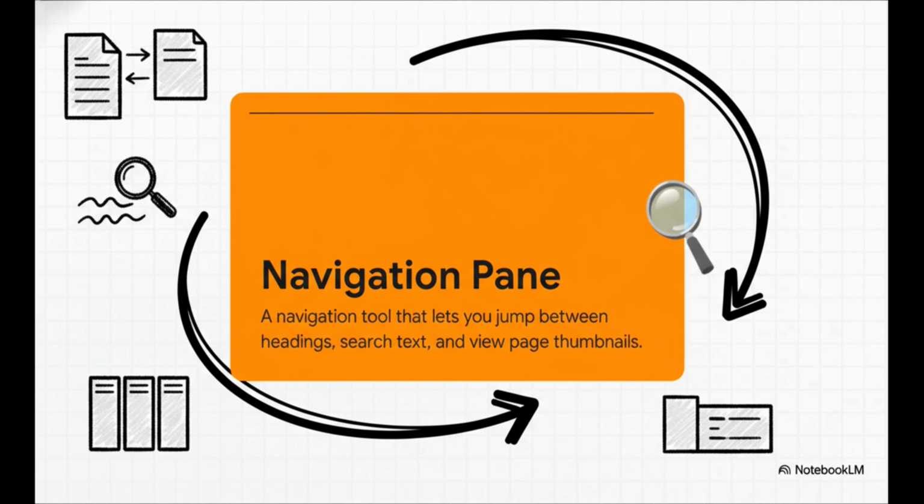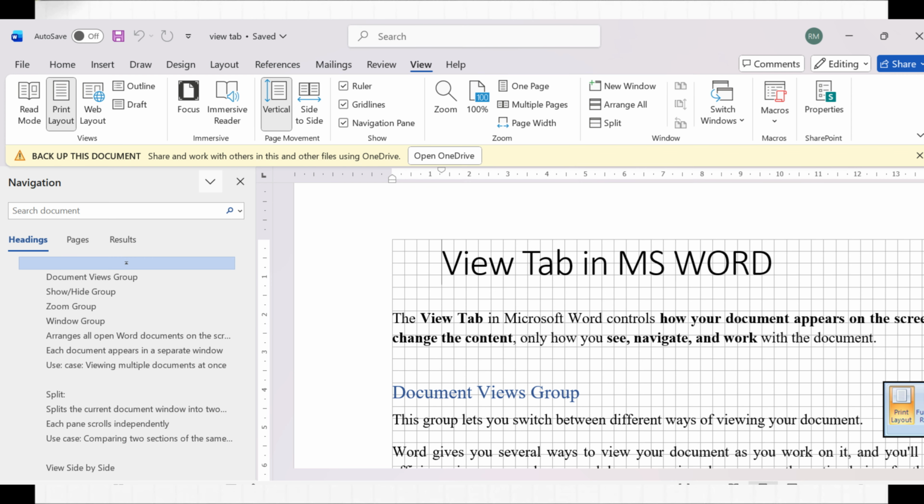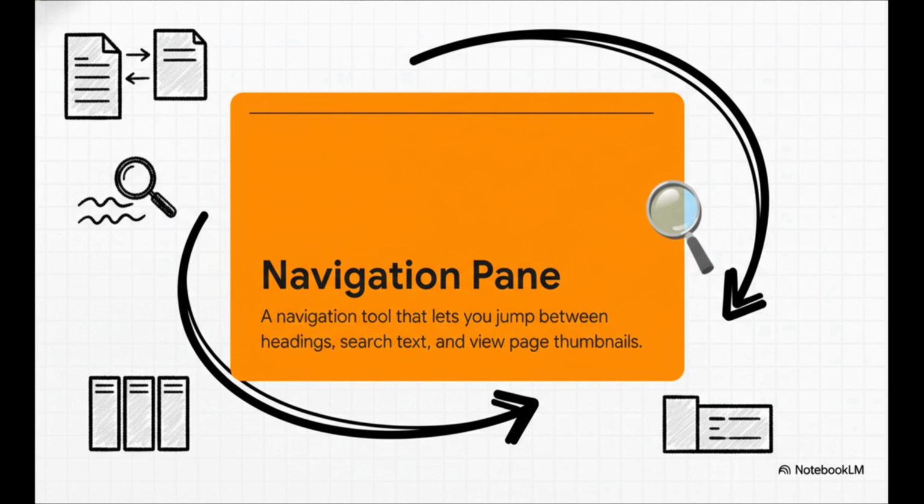The navigation pane is basically your command center for any big document. It lets you instantly jump between sections using your headings. It lets you search for any piece of text. And as we're about to see, it gives you a bird's eye view of every single page.